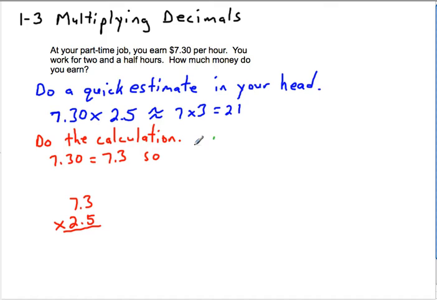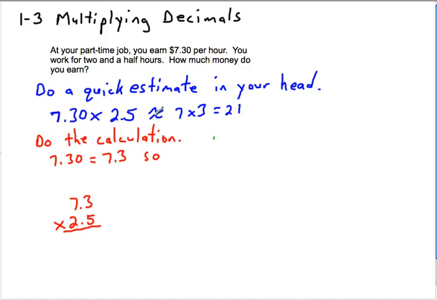So one way to estimate $7.30 times 2.5 is to use rounding. 7.30 is very close to 7, and 2.5 is very close to 3. So 7 times 3 is 21. So hopefully by the end of our calculation we should get something somewhat close to 21.